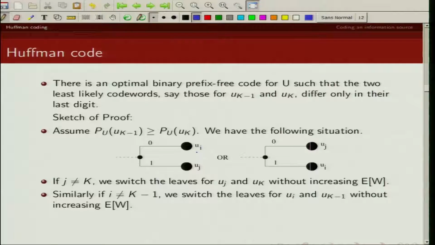Similarly, if my U_I is not the same as U_{K-1}, which is the second least likely code word, then I can always swap: bring U_{K-1} here and move U_I back to where U_{K-1} was.